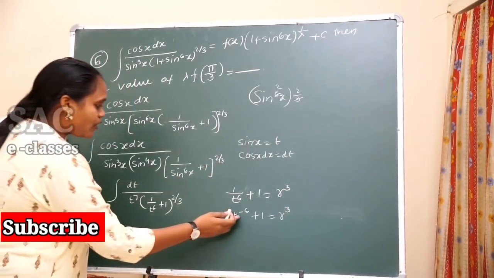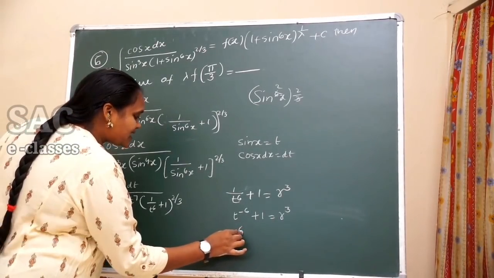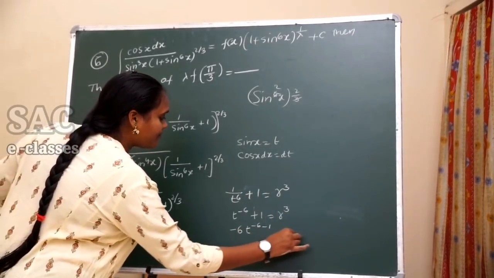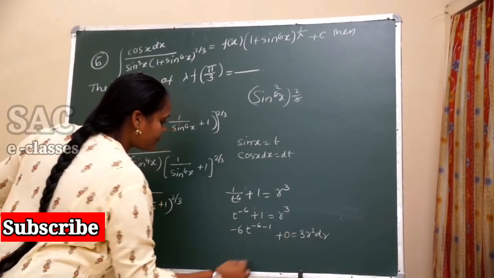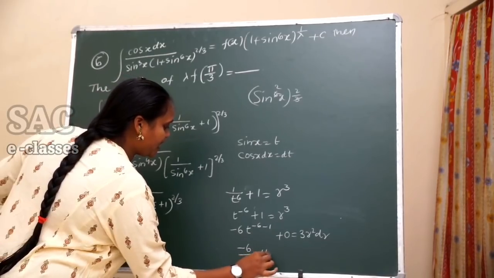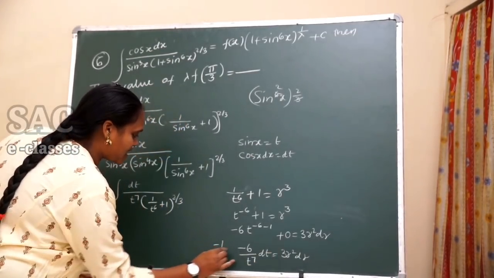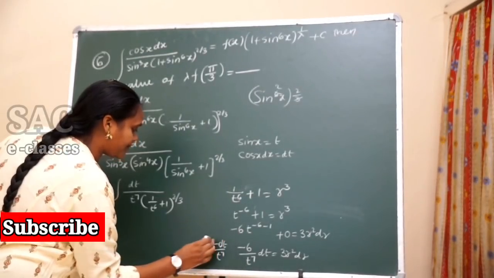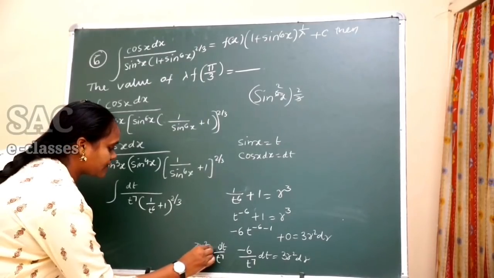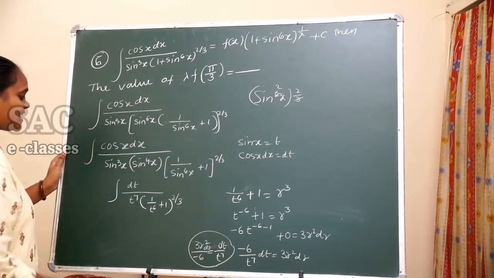So what I am going to do is differentiate t power minus 6, which is minus 6 into t power minus 6 minus 1, plus 1 value is anyhow 0, equal to 3r square dr. So minus 6 by t power 7 into dt is equal to 3r square dr. So you can write minus 1 by t power 7, nothing but dt, can be expressed as, let us transpose minus 6 to that side, then it is 3r square by minus 6 dr. Let us simplify the same thing in this.